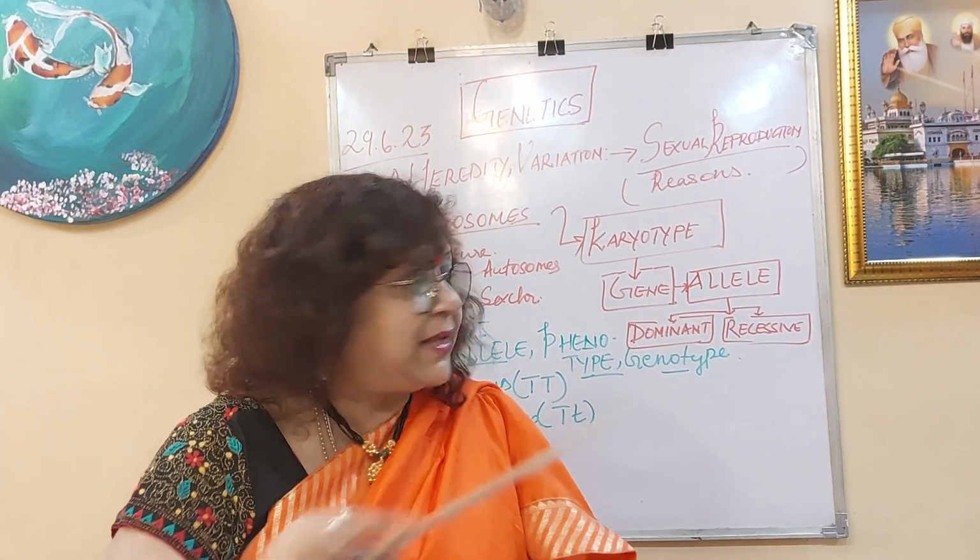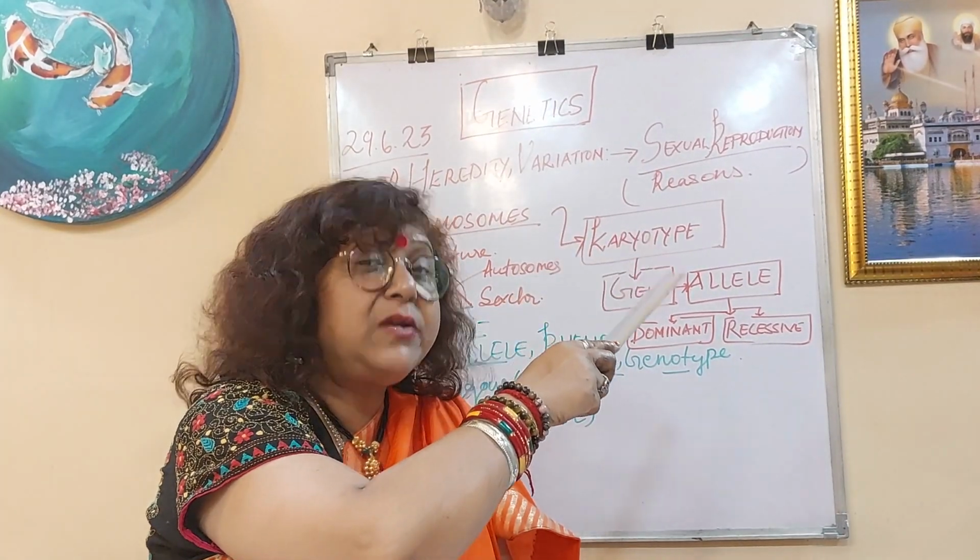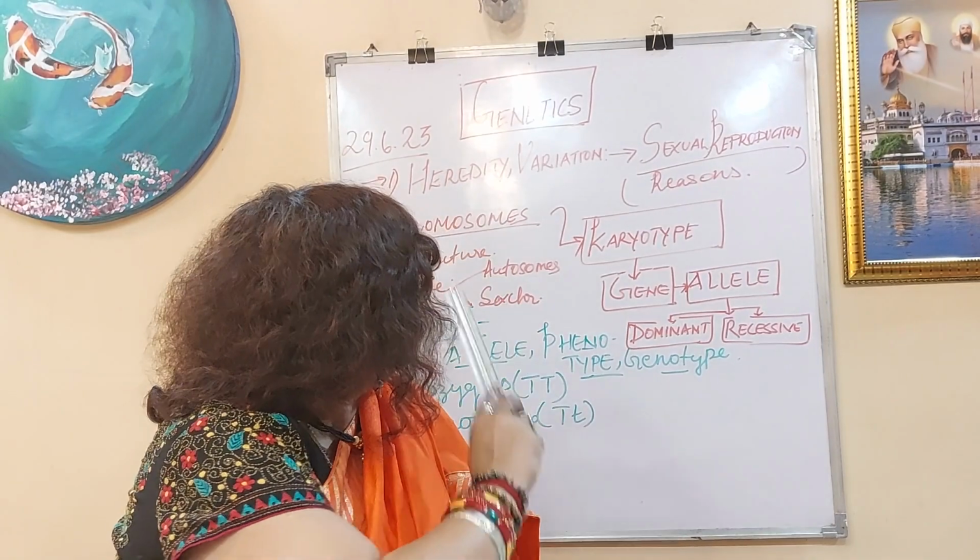So these are the two things, heredity and variation. Third, I covered that point. What is sexual reproduction? Why is it more important as compared to asexual reproduction?